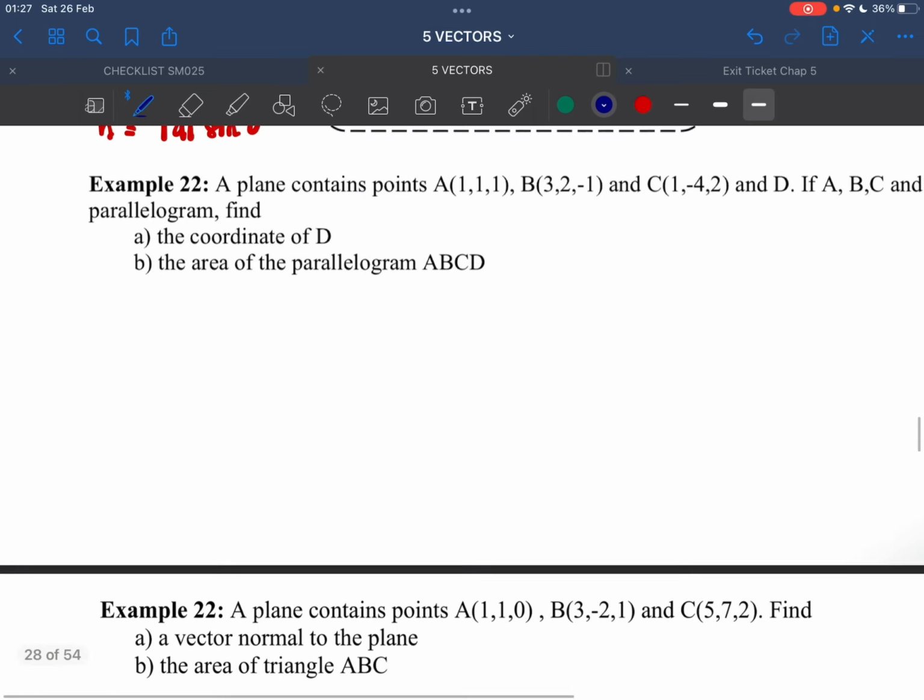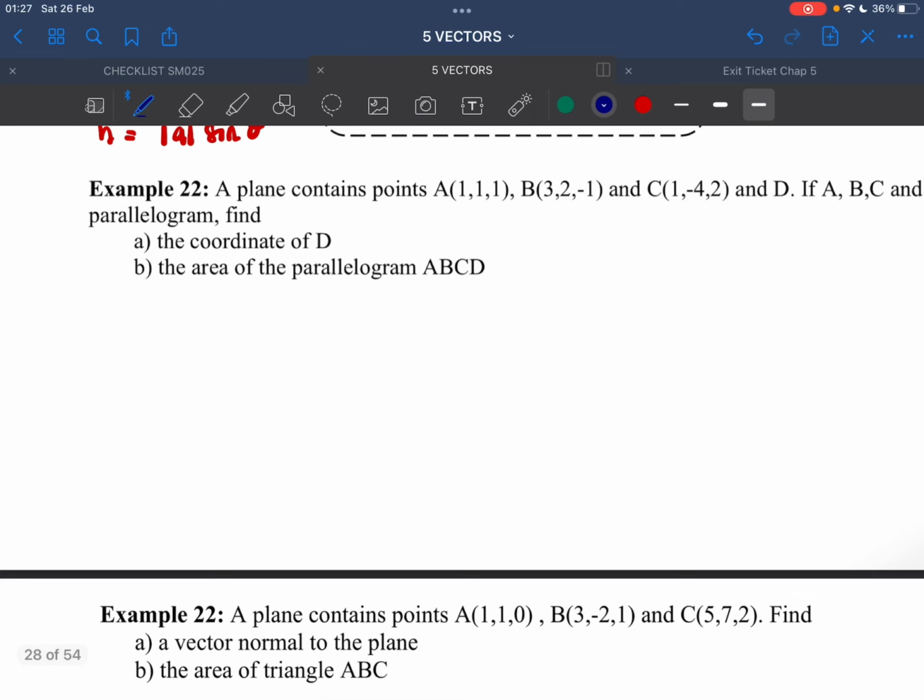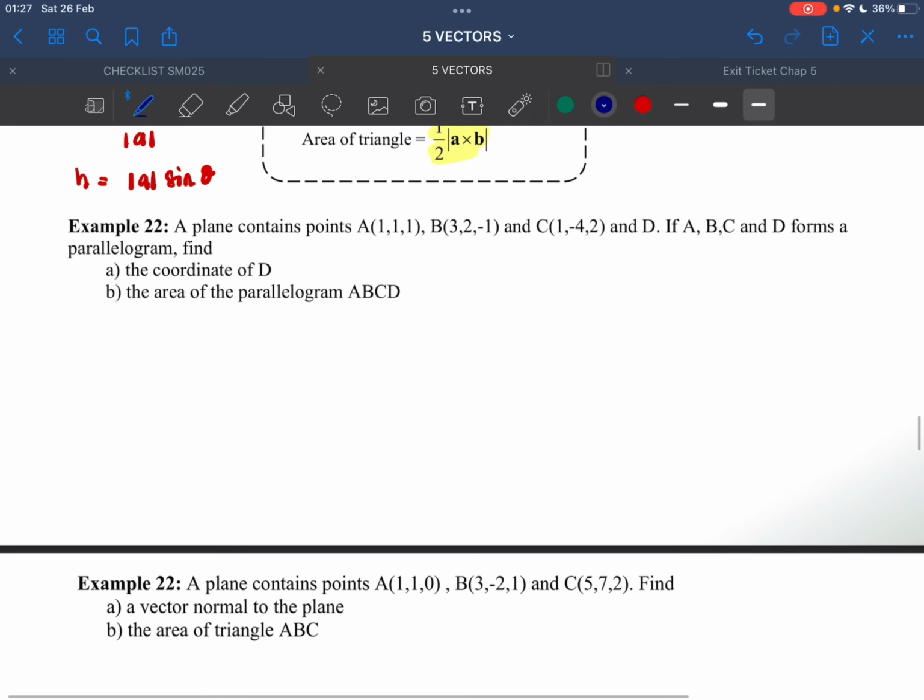So let's just go to the example. The question said a plane contains point A, B and C and D. If A, B, C and D forms a parallelogram, find the coordinate of D. So the first thing that we have to do here is draw the diagram.